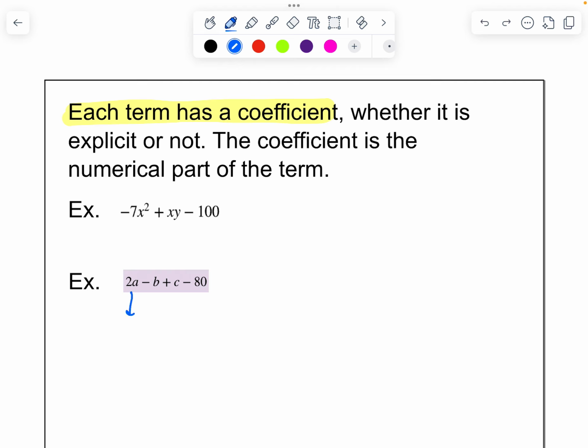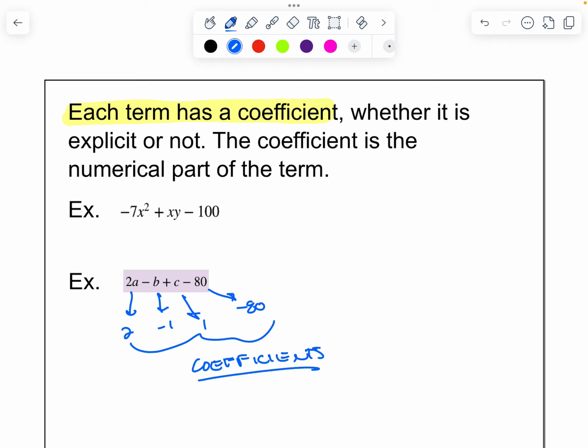Here the coefficients are 2, negative 1, positive 1, and negative 80. These are the coefficients. You may want to write down the word coefficient somewhere so that you can remember what it is. The coefficient is the numerical part of any term.